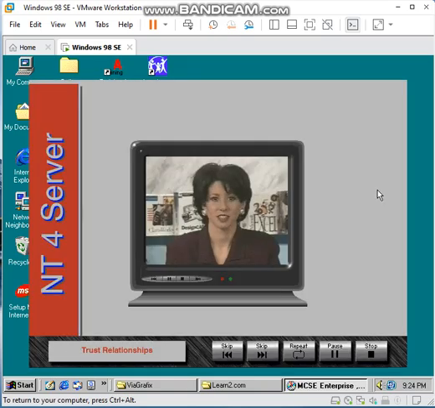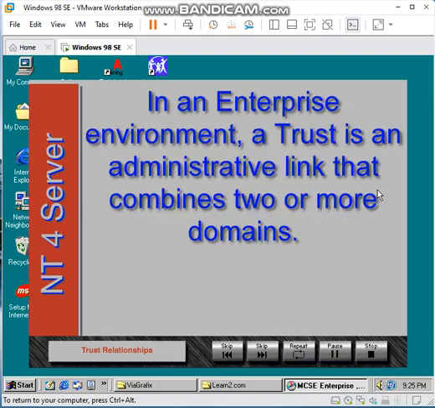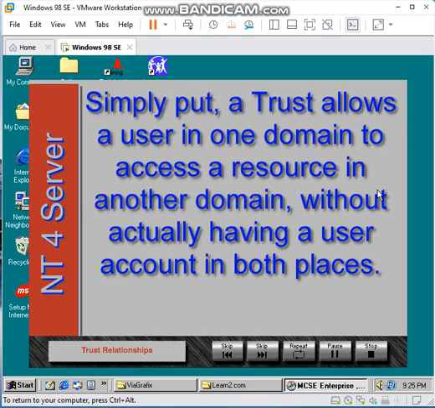Now that we understand the different roles a server can play, let's learn about how to manage a multiple domain environment through trust relationships. In an enterprise environment, a trust is an administrative link that combines two or more domains. Simply put, a trust allows a user in one domain to access a resource in another domain, without actually having a user account in both places.